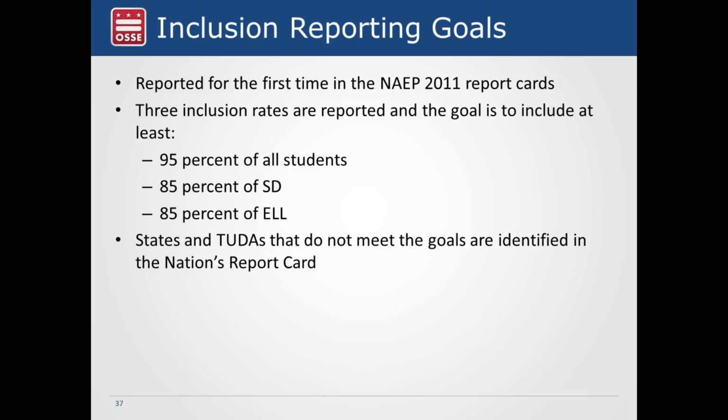Goals were also established. The inclusion goal for all students is 95%. For students with disabilities and English language learners, 85% of students identified will need to participate in the assessment.